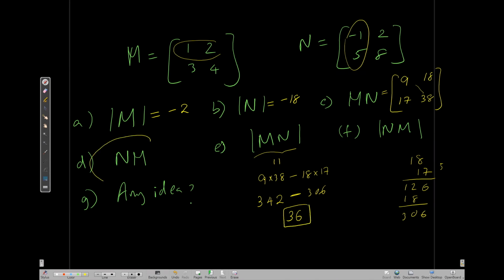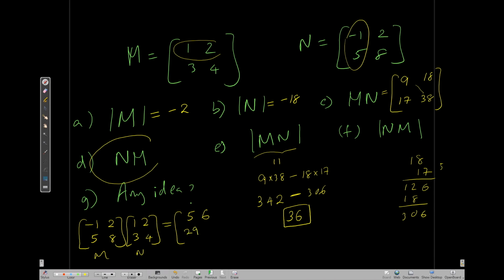Now NM. It's advisable to write them the way they appear in the matrix multiplication, otherwise it's hard to do in your head. So this is N, this is M. Negative 1, 6, so 5. Negative 2, 8, so 6. Then 5 and 24, so 29. 10 and 32, so 42, right?